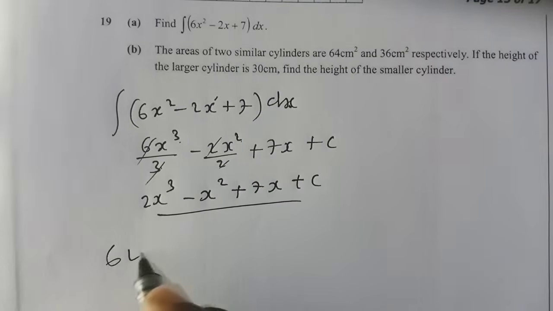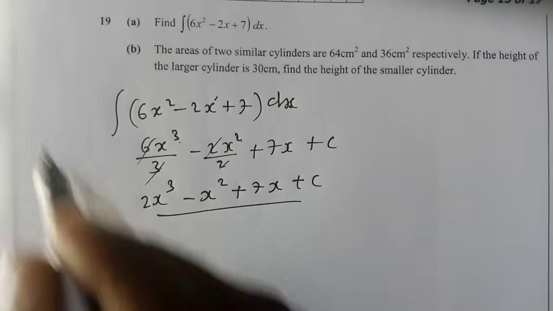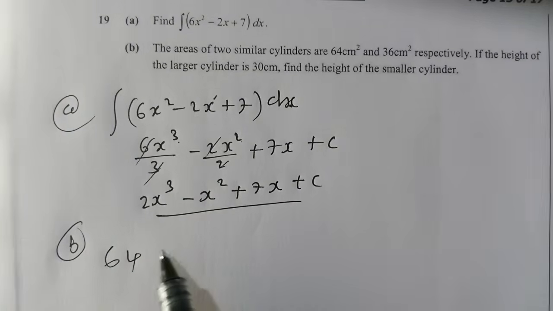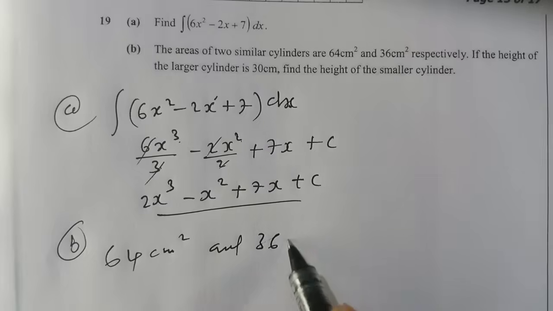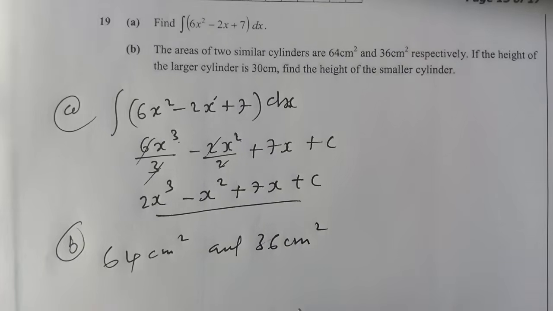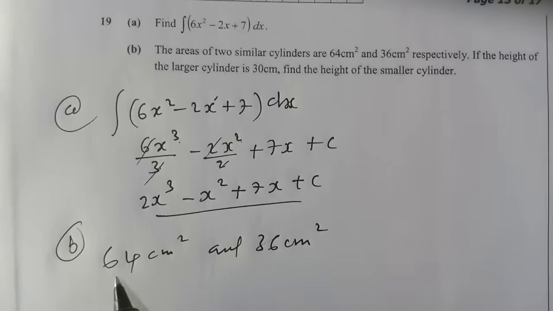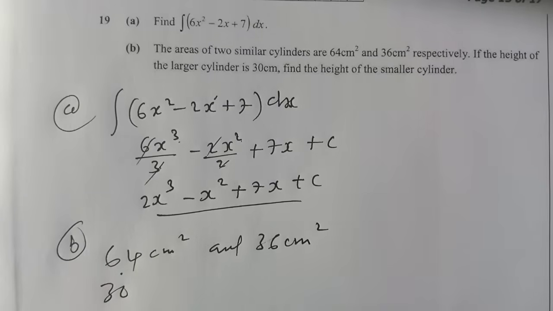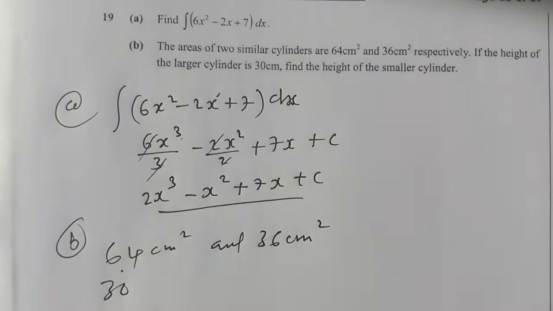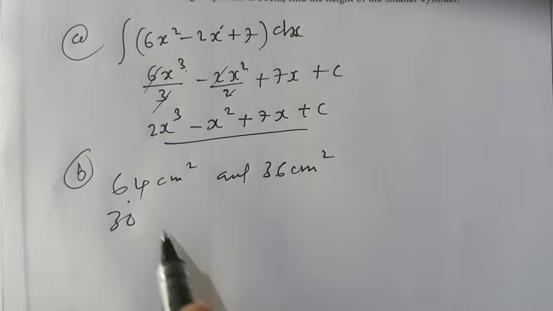So the next question here, the areas of two similar cylinders are 64 centimeters squared and 36 centimeters squared, respectively. If the height of the larger, we know this is the larger, so if the height of the larger is 30, find the height of the smaller cylinder.